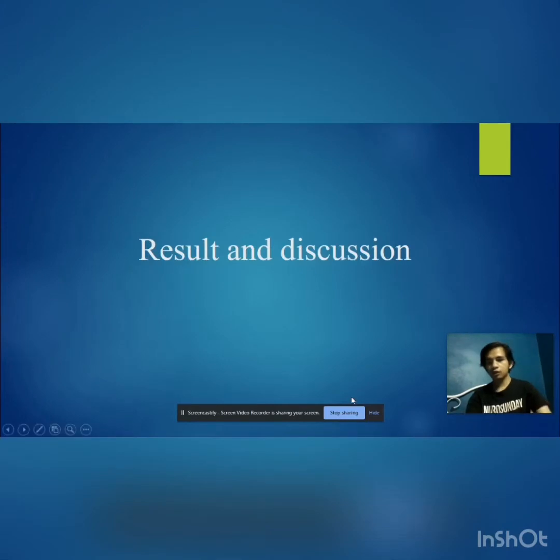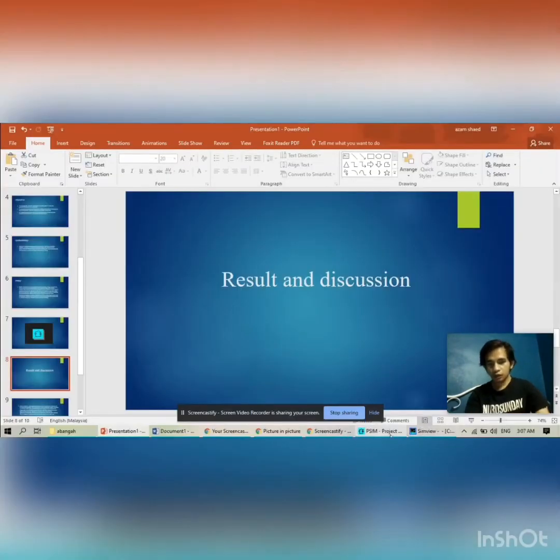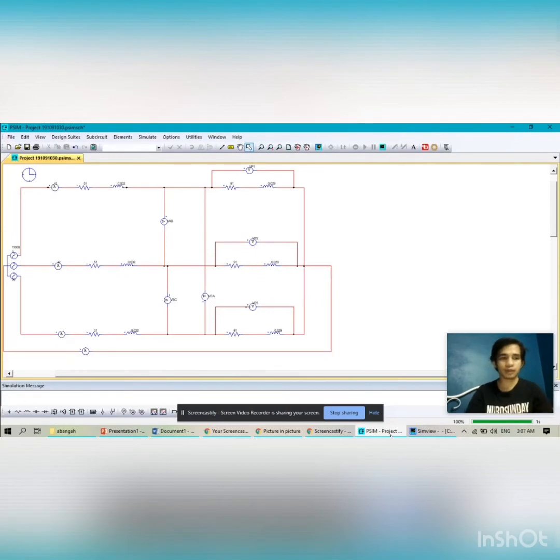Result and discussion. For the result, we use PSIM software to build the circuit. This is the circuit of the project. First, we use 11 kilovolt for V line-to-line and 50 hertz for the frequency.